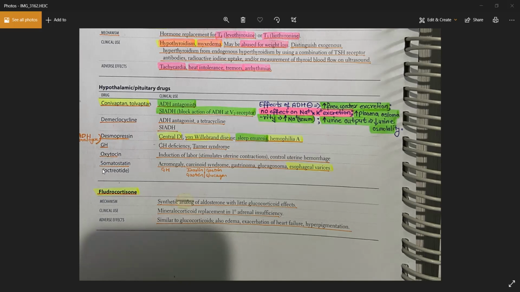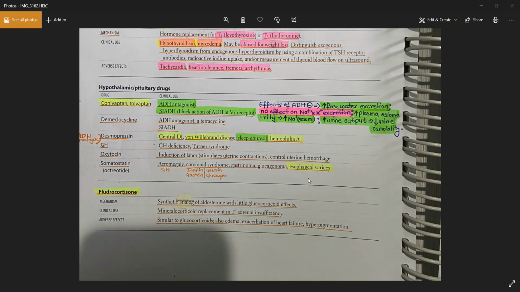Okay, the last drug is octreotide or somatostatin, which is useful for acromegaly because it inhibits growth hormone. It is useful for carcinoid syndrome, for gastrinoma, for glucagonoma, and very importantly, it is also useful for esophageal varices because it causes vasoconstriction and decreases blood flow to the esophagus, right? So that's why octreotide is very useful for the treatment of esophageal varices.